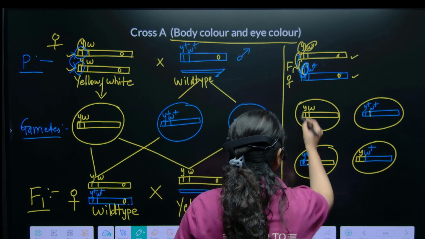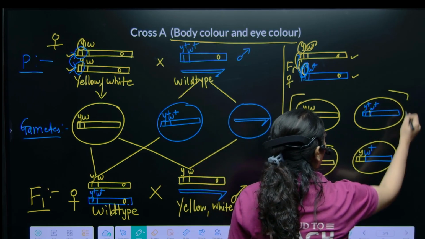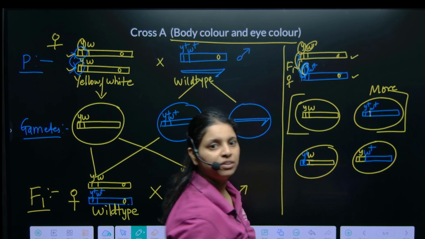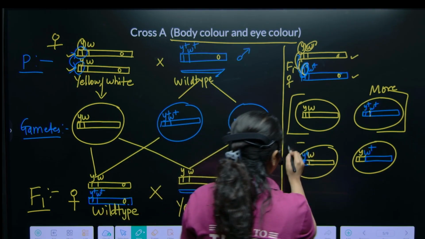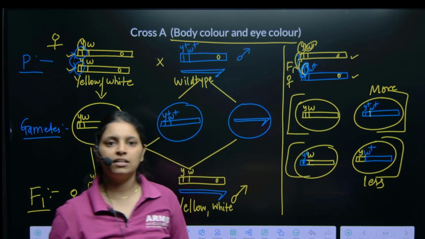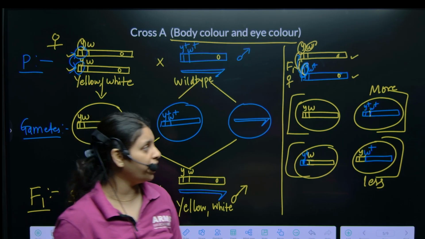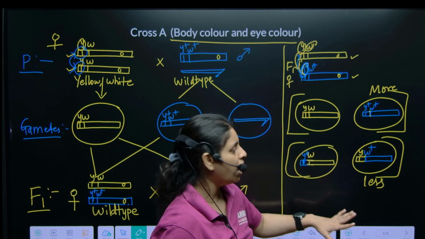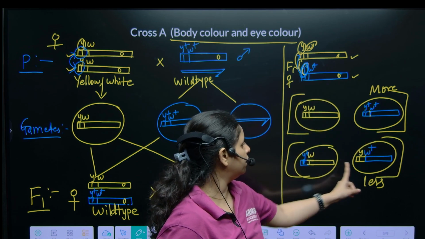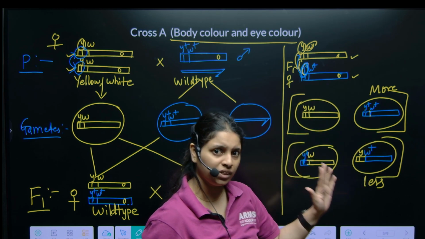So obviously these top two will be in more numbers, and when crossing over rarely takes place, we will have these two, which will be in fewer numbers, right? We have four types of gametes, but out of these, the top two are more in number, and the bottom two will be less in number.